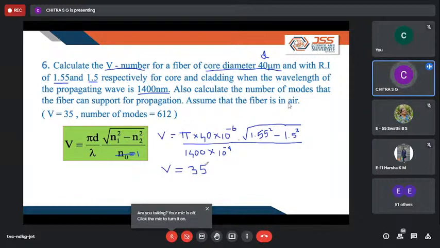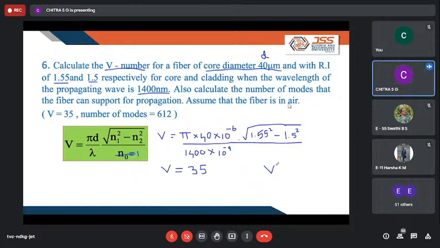So we know how to calculate the number of modes. Always the number of modes is calculated by V square by 2, if V is very much greater than 1. Now V is very much greater than 1, it is 35. Therefore, the number of modes supported for the propagation is approximately equal to V square by 2. See how much you'll get.